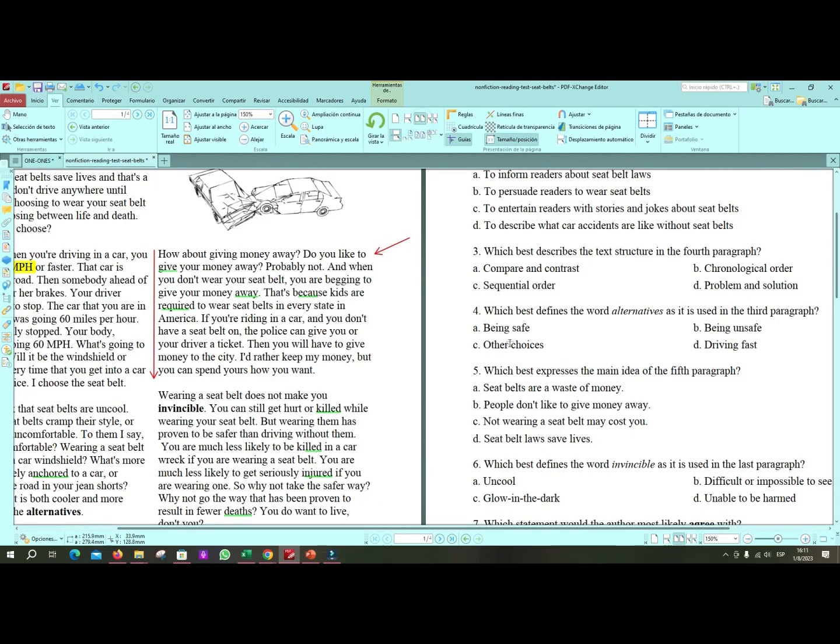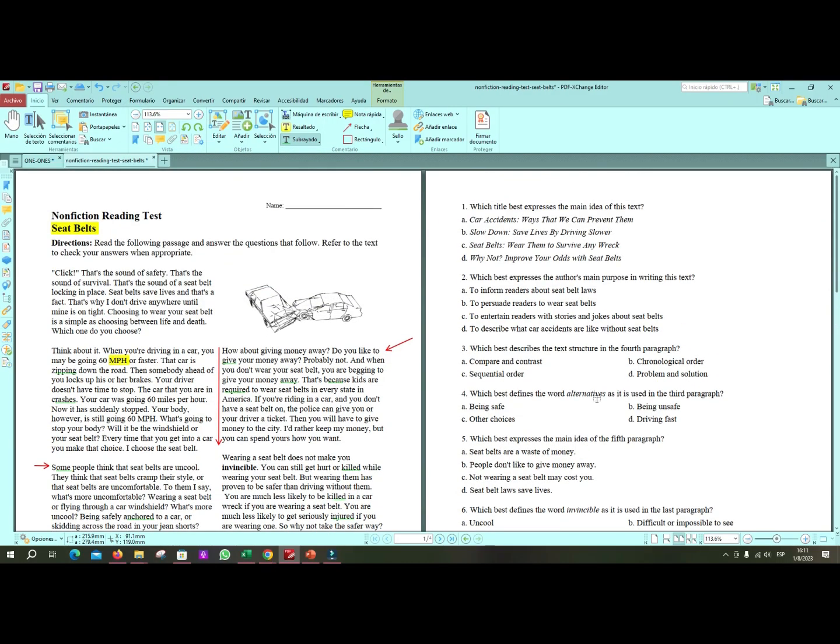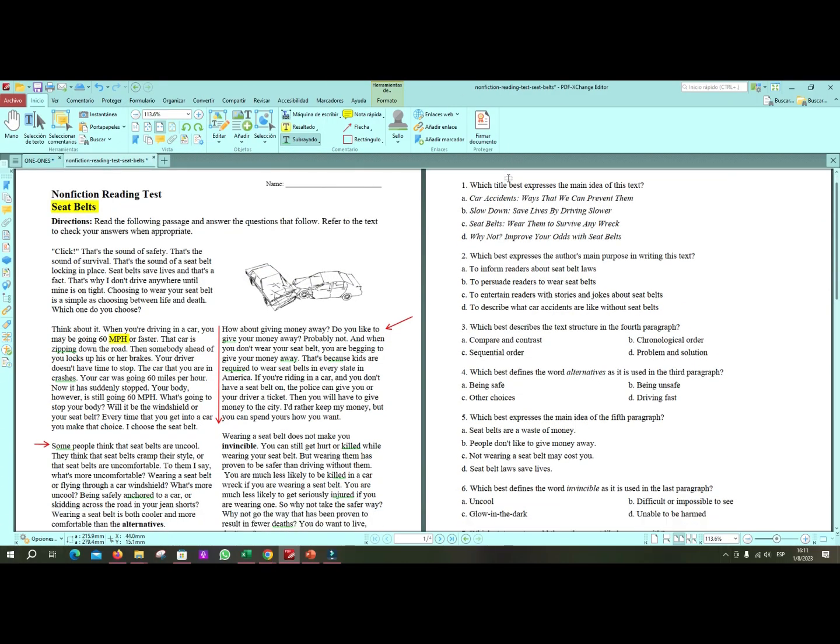Okay, in that case, I have it. Let's see if I can do that. Okay, so there you have the first question. It says, which title best expresses the main idea of this text? So there you have A, B, C, D. So you are going to answer the correct one about the text.